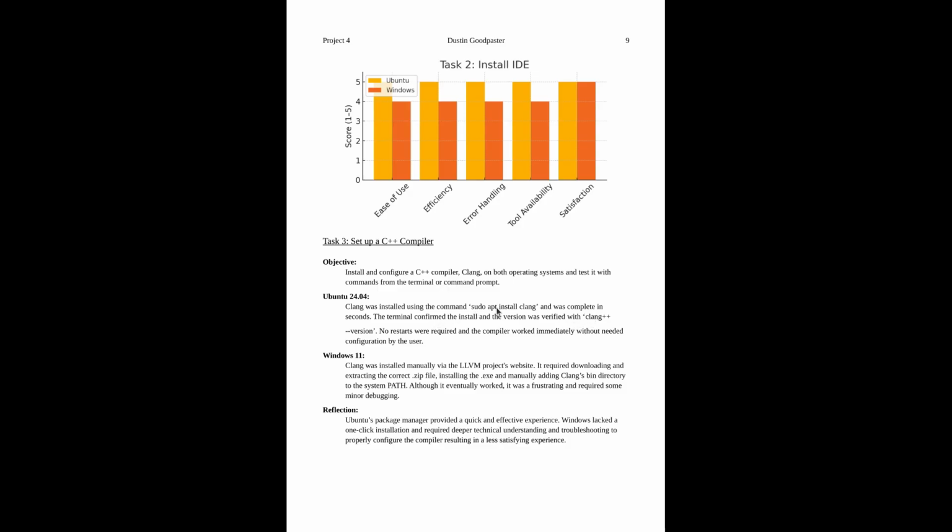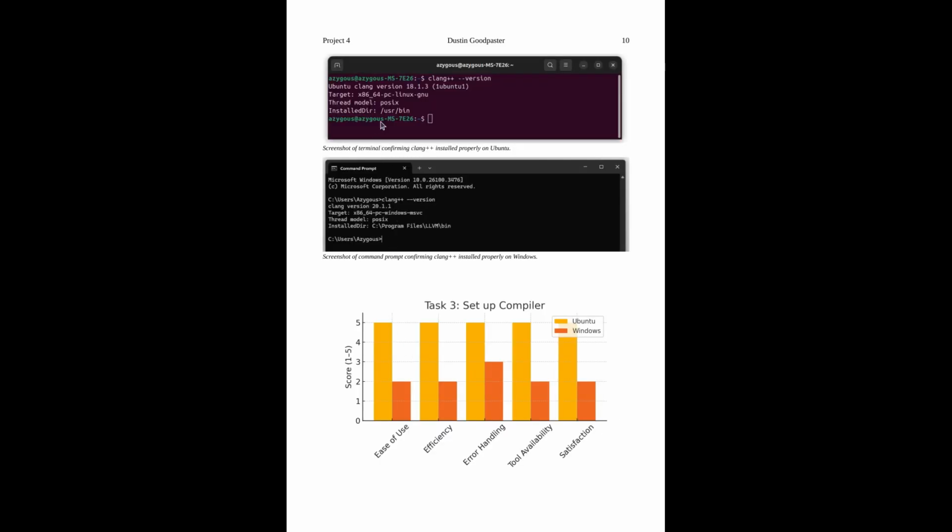sudo apt install clang, and so it installed right away and everything ran properly from the start, while Windows required me to download and install LLVM and manually add Clang to the system path in order for it to properly run. Here are some screenshots showing Ubuntu and Windows both running Clang properly.